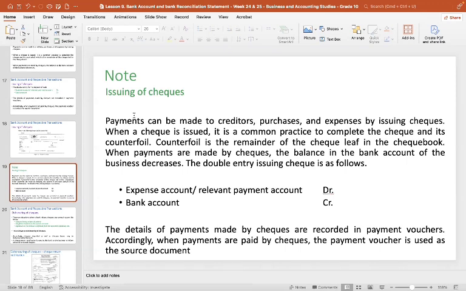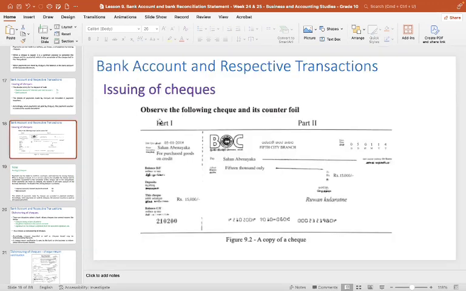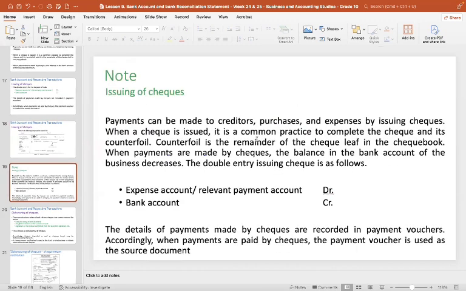When a check is issued, it is a common practice to complete the check and its counterfoil. Check and the counterfoil again, counterfoil like a maker. This is the check. Okay. And you have to finish both. Then only you can keep a track of what happened. Okay. Counterfoil is the remainder of the check leaf in the checkbook.